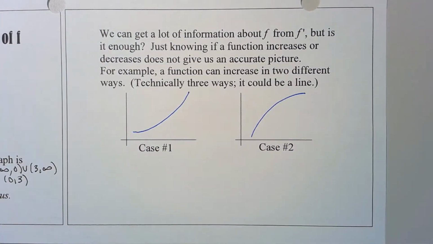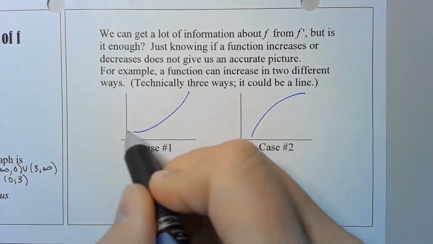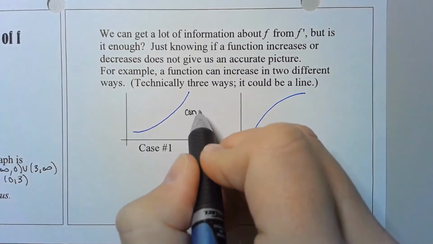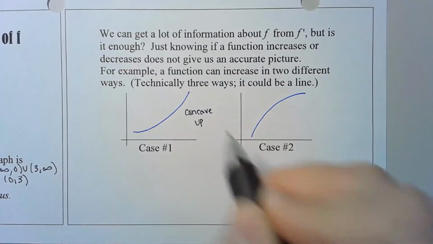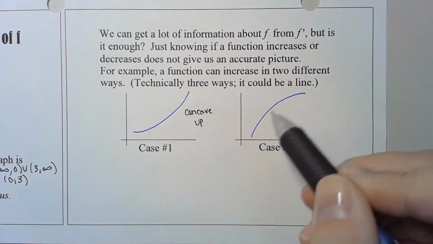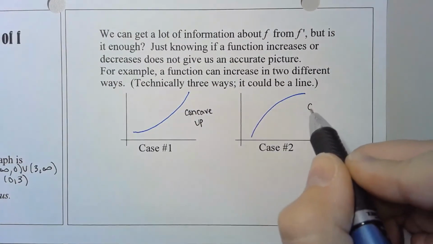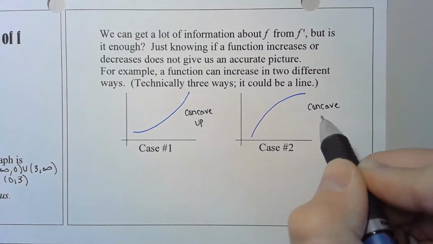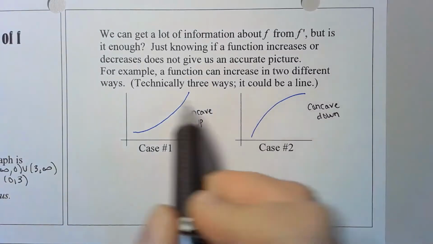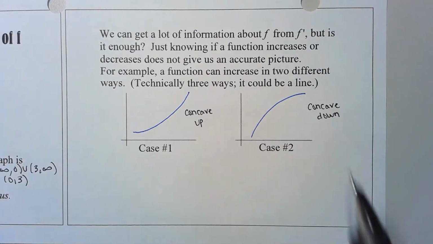And this really goes along with what we were just talking about. This graph is smiling, this graph is concave up. This graph is frowning, we would say it is concave down. Again, we could also have a linear function, but we won't use calculus to graph a line. All right, so this is case number 1. Let's take a look at what is happening with case number 1.